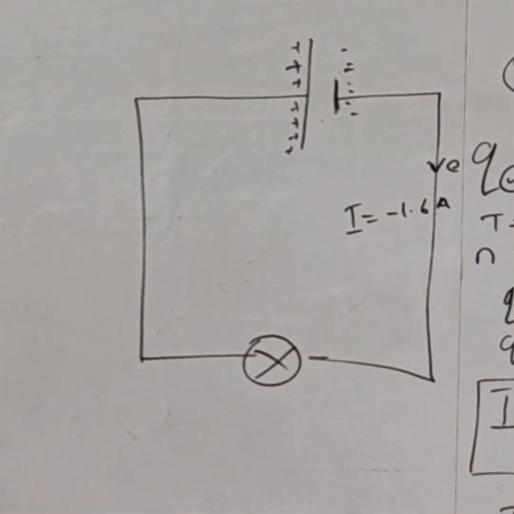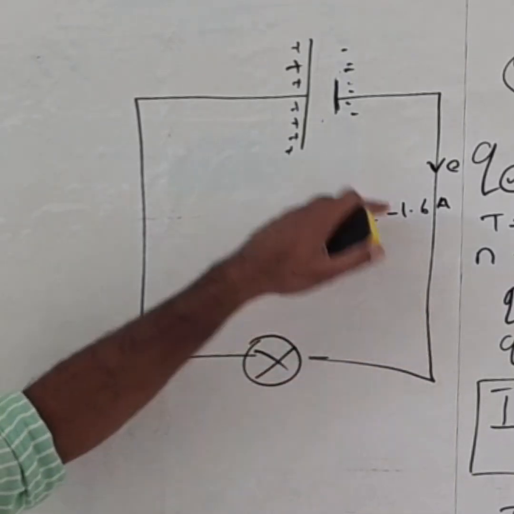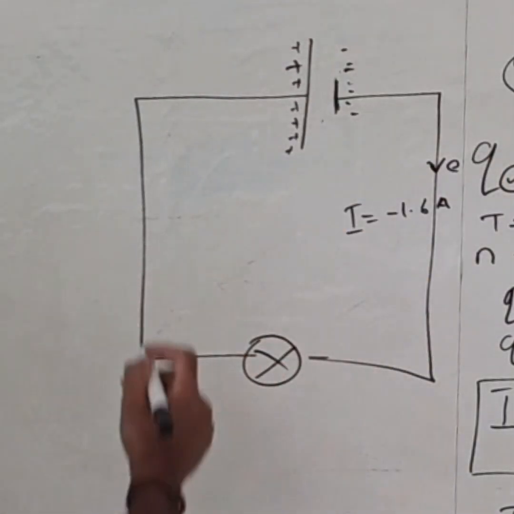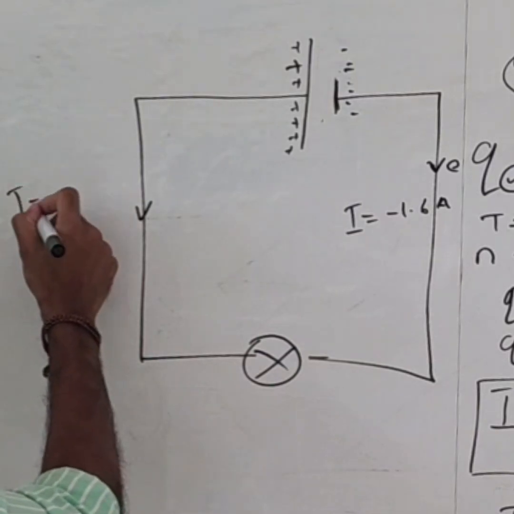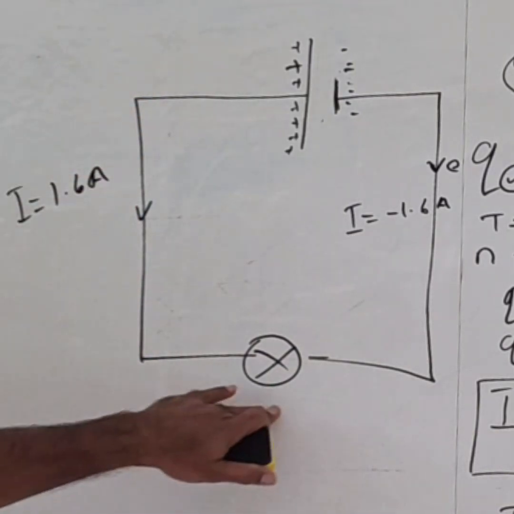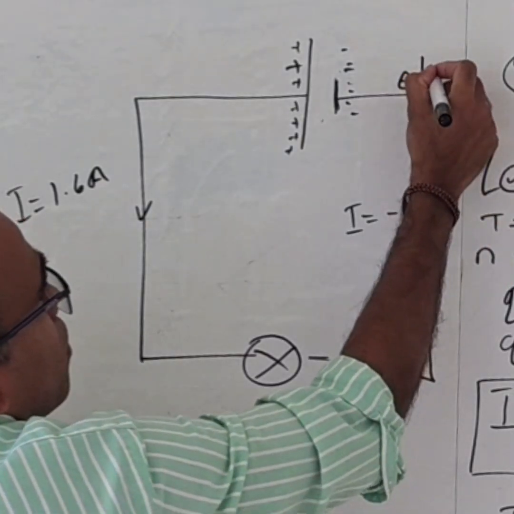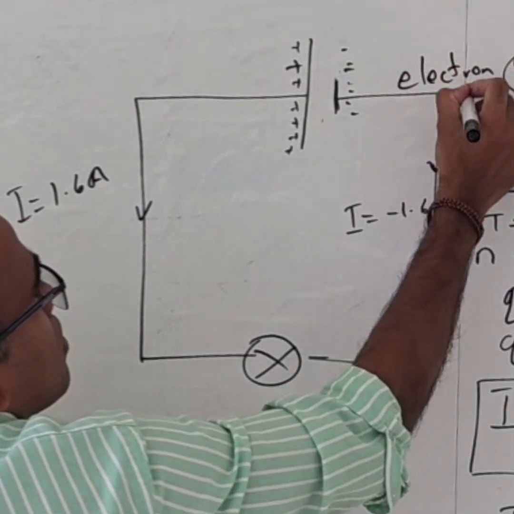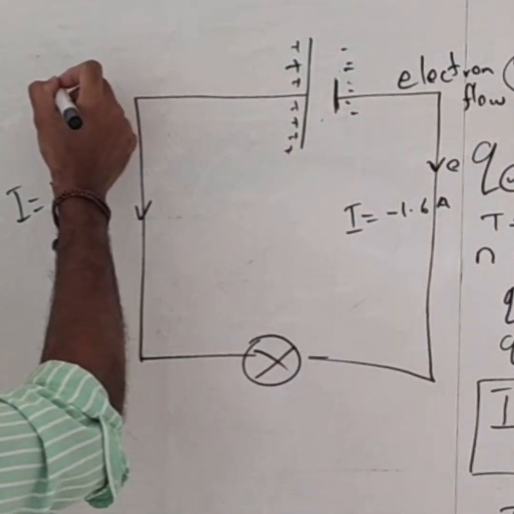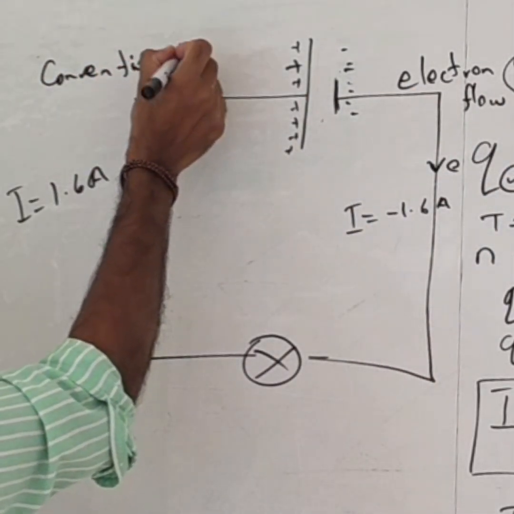But we want to tell everything in plus. So instead of telling minus 1.6 current moves in this direction, we want to tell plus 1.6 ampere current is moving in this direction. So this is called electron flow and this is called conventional current flow.